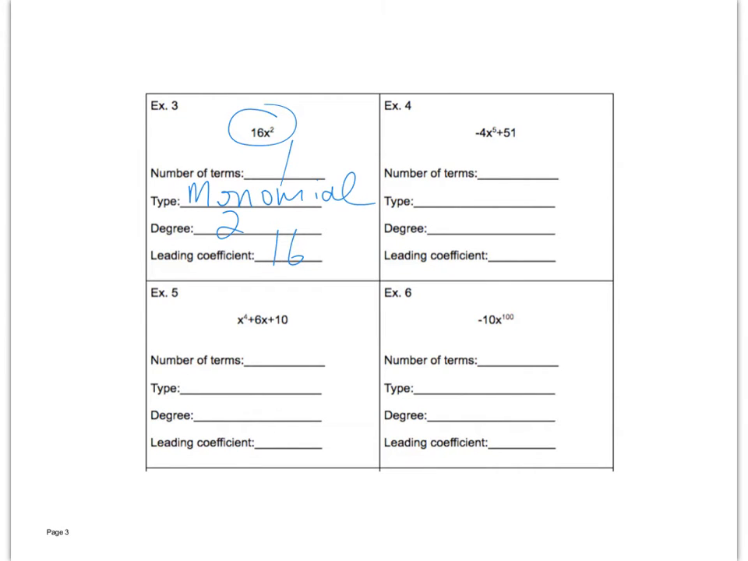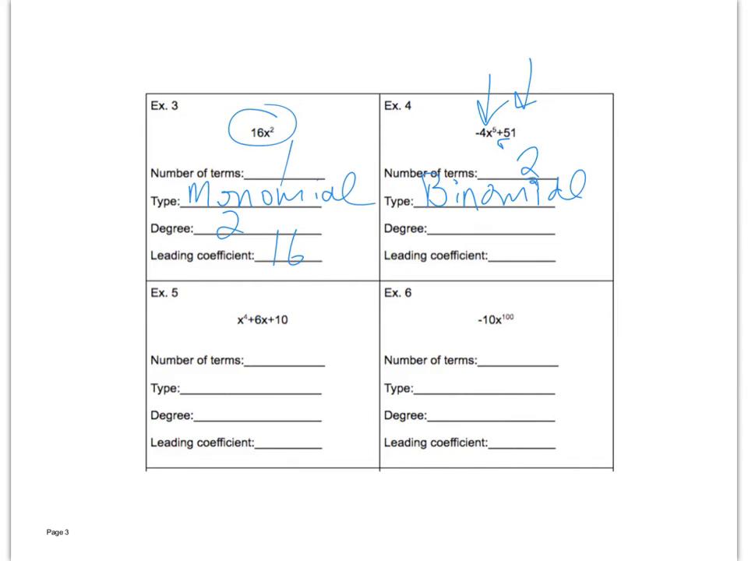All right, number 4, the number of terms that this one has, well, there's 2. You can tell because there's that addition sign right there that splits up the terms. There's 2 terms. So this is a bi, right? Bicycle, bipedal, bipedal is how people walk. We have 2 feet. So bi means 2. It's a binomial.